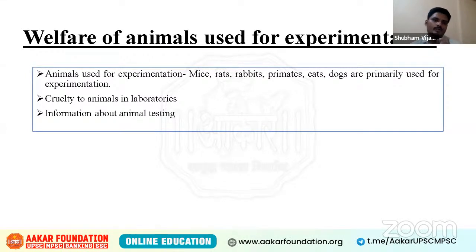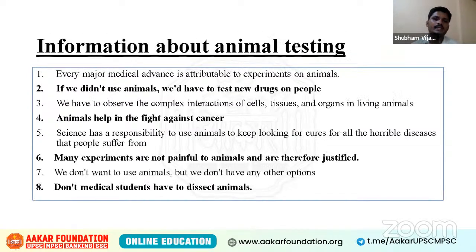The next point deals with cruelty to animals, meaning it regulates cruelty to animals. If any cruelty is happening to the animals kept in laboratories, it keeps an eye over it. And the next point is information about animal testing, which we have to present before starting our experiment. Here we'll take it in detail. Especially about animal testing, every major medical advance is attributable to experiments on animals.